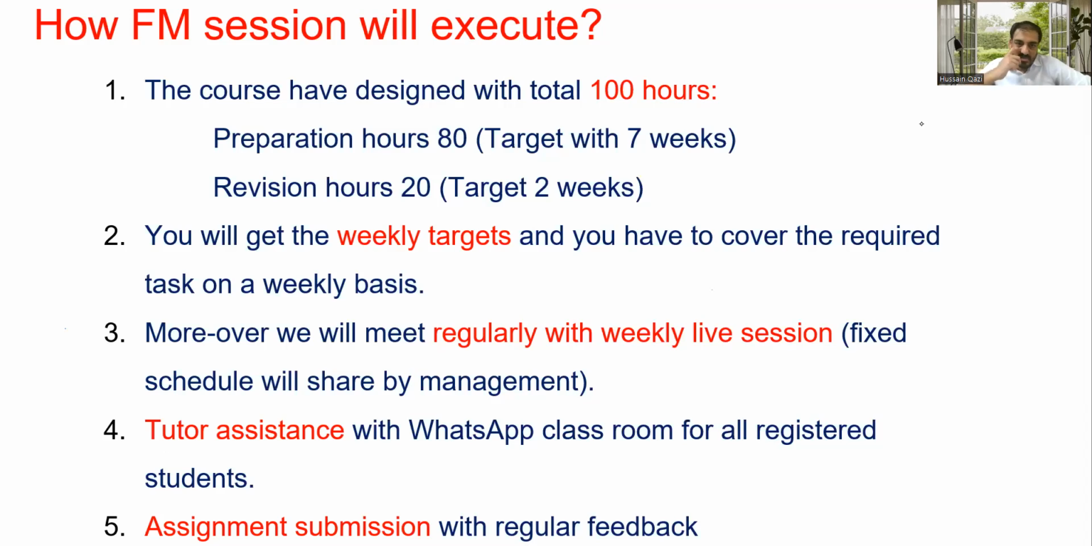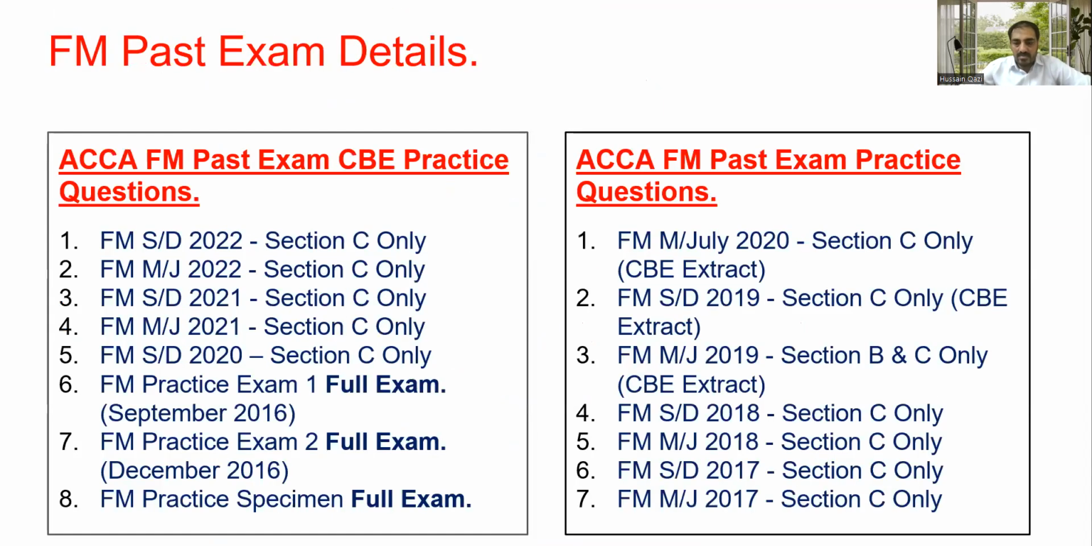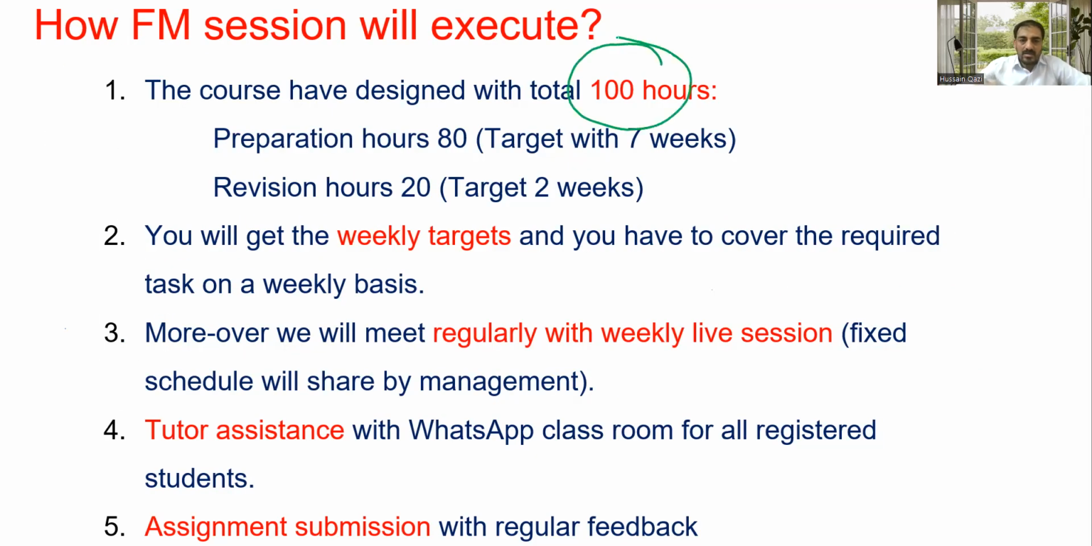Now, you can make the target. For example, the course is designed for 100 hours: 80 hours for preparation and 20 hours for revision. You can make the target accordingly. Once you register with my course, you will get weekly targets.